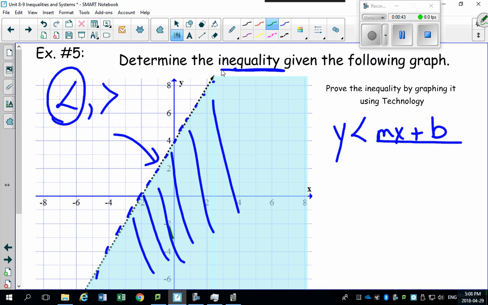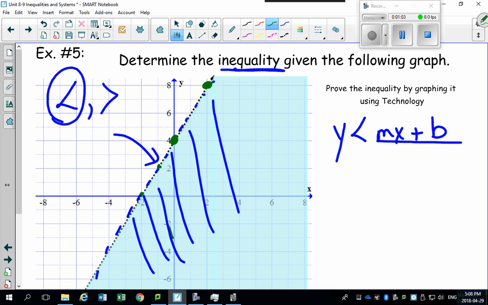Now, the easiest way to do this: find me some points that work. There's a point that works, and that looks like a point that works right up there. You could choose other points. You could choose this one down here. You can choose that one. It doesn't matter. As long as it's on the graph, you're good to go. So I'm going to choose this one here, and this one here.